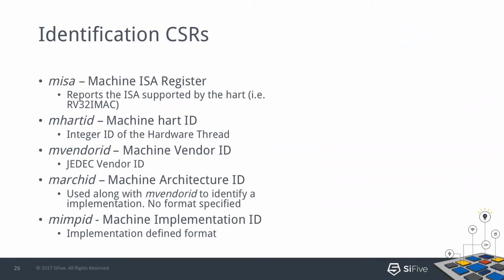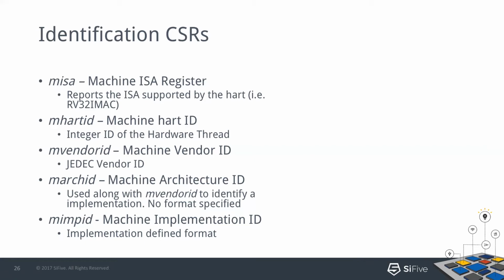There are a number of identification CSRs. The first one is the MISA CSR. The ISA naming string that we talked about early on in this presentation is also defined in the MISA CSR. Next is mhartid, or the machine hart ID. Before I describe this one, I think it's important to describe what a HART is, as this is the first time we mention it in the webinar.